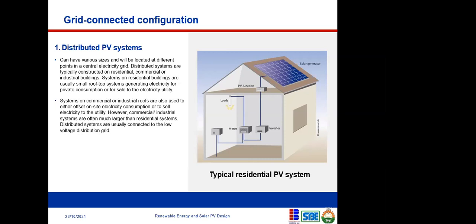Systems on commercial or industrial roofs are also used to either offset on-site electricity consumption or to sell electricity to the utility. However, commercial or industrial systems are often much larger than residential systems. Distributed systems are usually connected to the low voltage distribution grid.